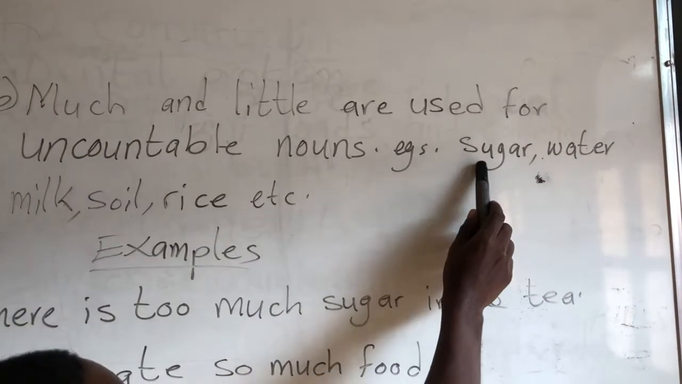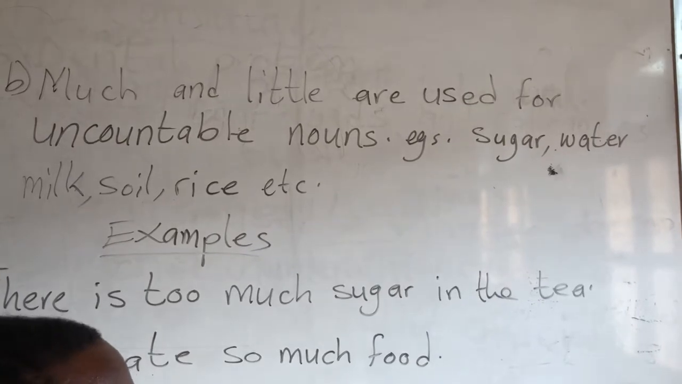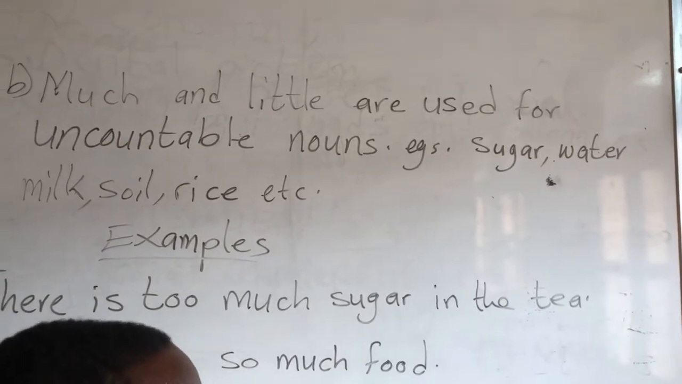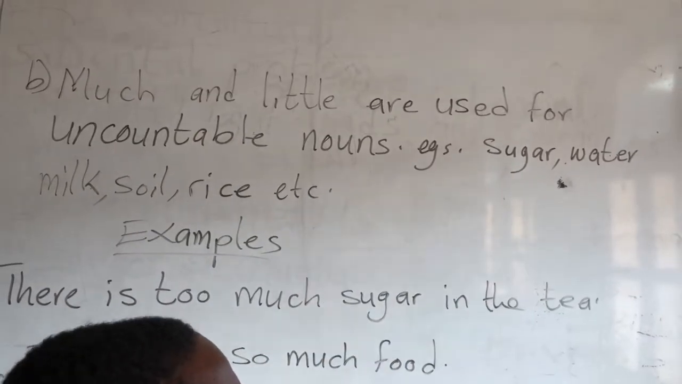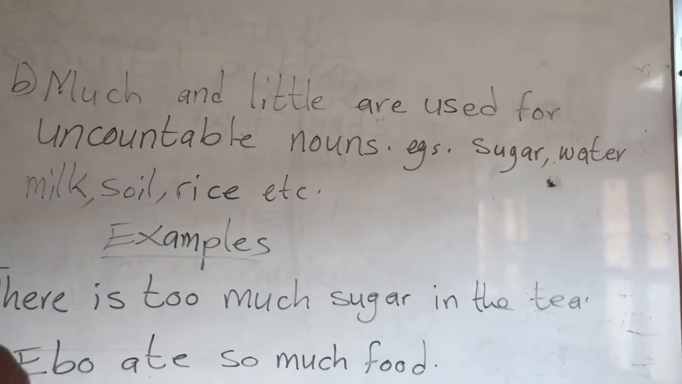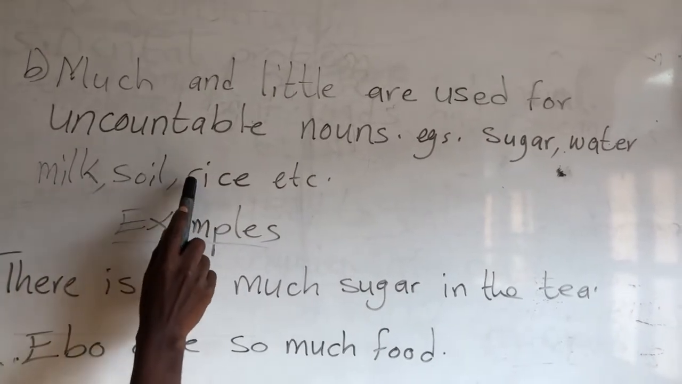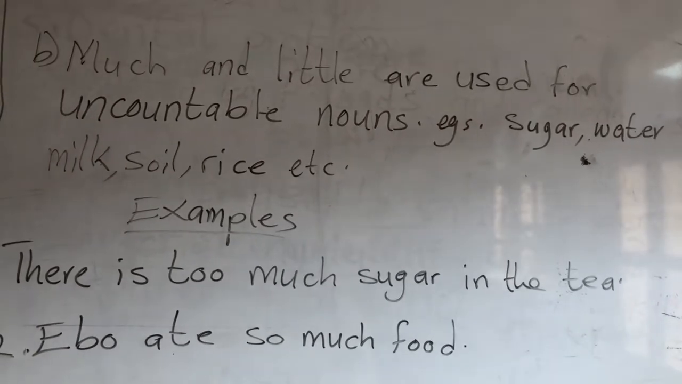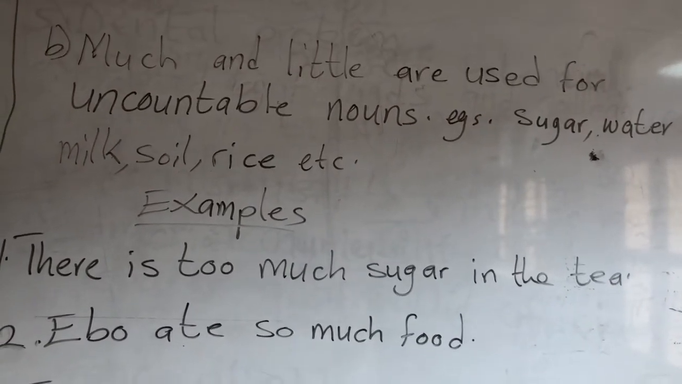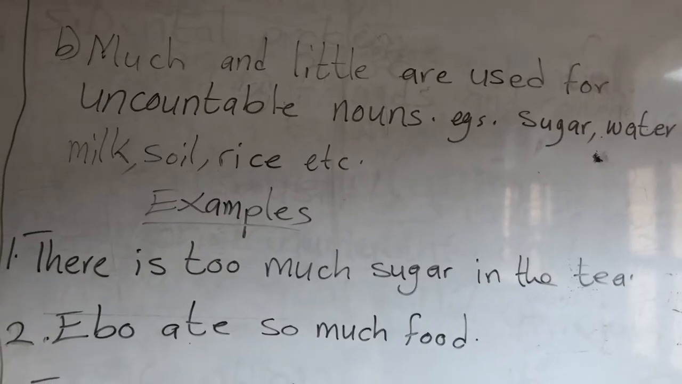We have sugar. You can't tell me that I have 2 sugars in my bag or I put 2 sugars in my tea, no? You can't, because you can't count. Water at the same time. You can't count water. Milk. Soil. Rice. Are you eating something this morning? Yes, I'm eating rice. How many rice have you eaten? Can you count? No, you can't count. Good.